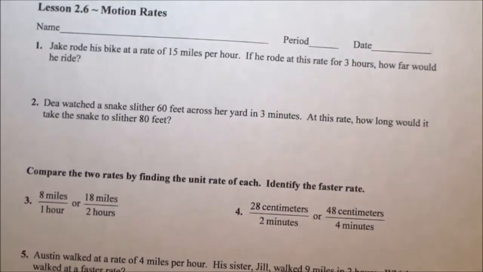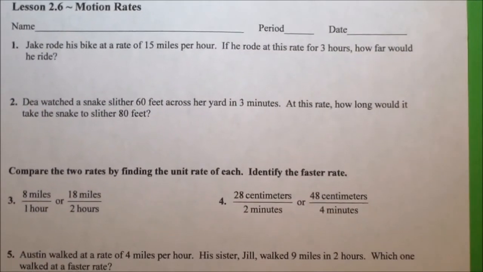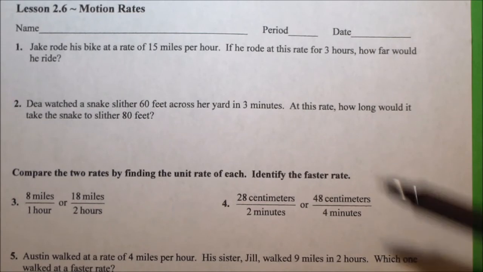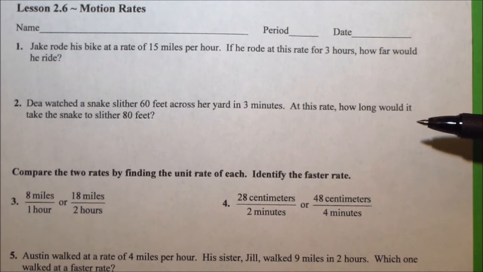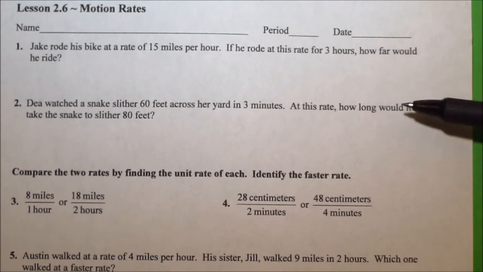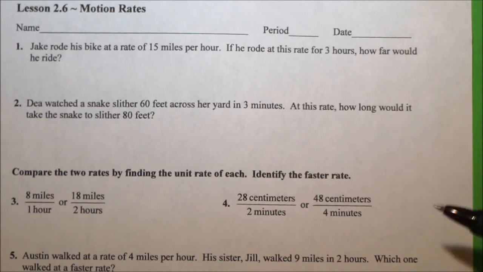Let's take a look at your worksheet. On the worksheet, the problems 1 and 2 are pretty much like the first problems we did in our notes. Nothing too terribly difficult there. You just figure out what you're going to multiply by. Follow the steps on example A.